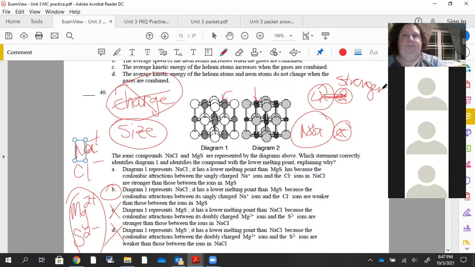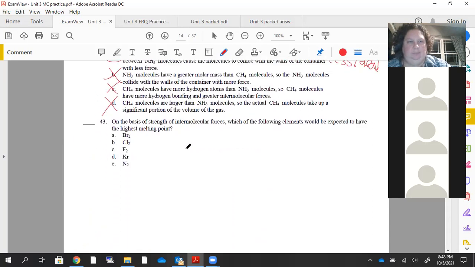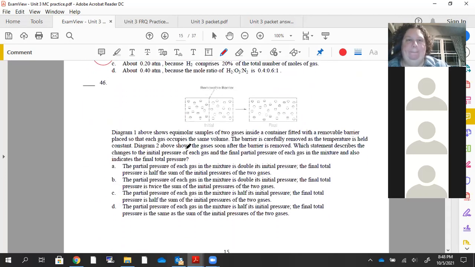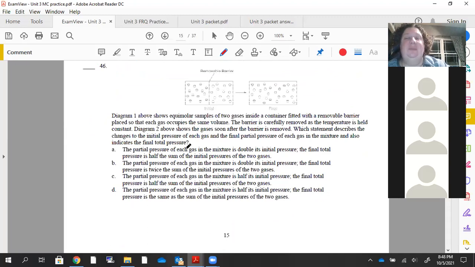Next question. Okay, so I feel like I should understand this one, but I don't know if it's just the answers that are kind of messing me up. It's number 46. Okay. This one has got a little bit of a trick to it.